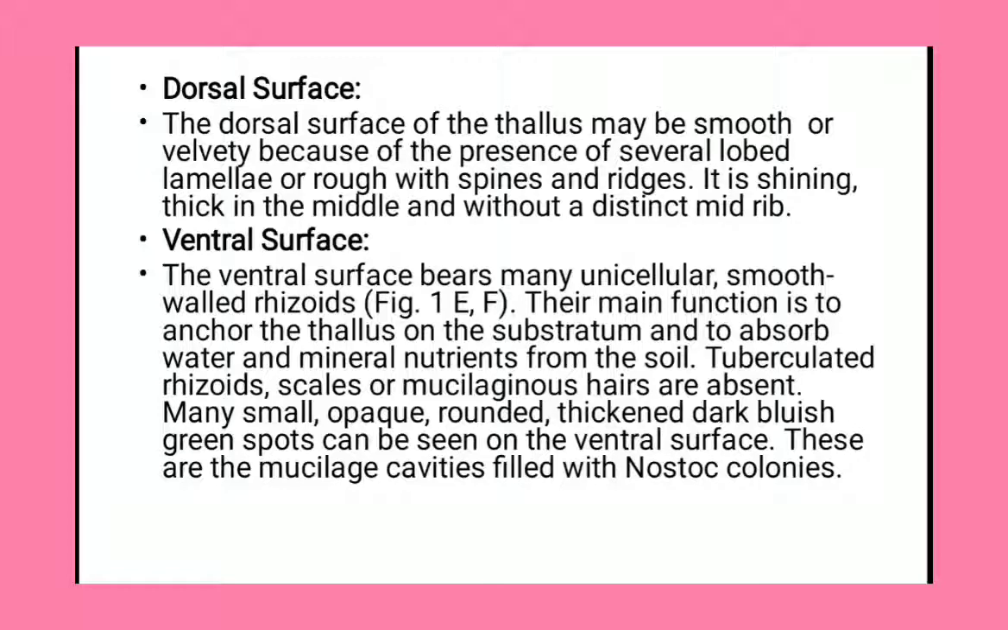Many small, opaque, rounded, thick, dark bluish-green spots can be seen on the ventral surface, and these are mucilaginous cavities filled with Nostoc colony. In this ventral surface, small, rounded, thick, dark green structures are present, and it is a mucilaginous cavity, and this cavity is filled with Nostoc. You should know what Nostoc is, because you already studied it in our first unit.